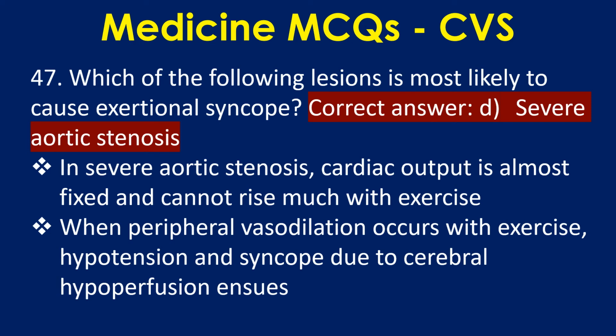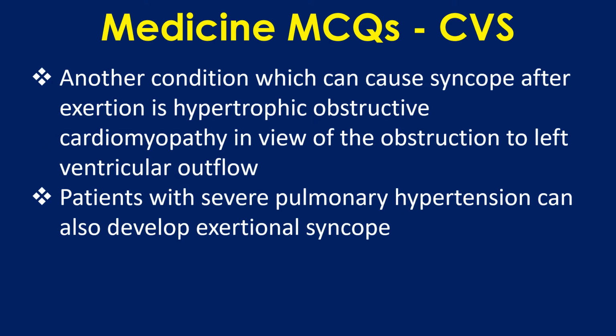In severe aortic stenosis, cardiac output is almost fixed and cannot rise much with exercise. When peripheral vasodilatation occurs with exercise, hypotension and syncope due to cerebral hypoperfusion ensue. Another condition which can cause syncope after exertion is hypertrophic obstructive cardiomyopathy, in view of the obstruction to left ventricular outflow. Patients with severe pulmonary hypertension can also develop exertional syncope.